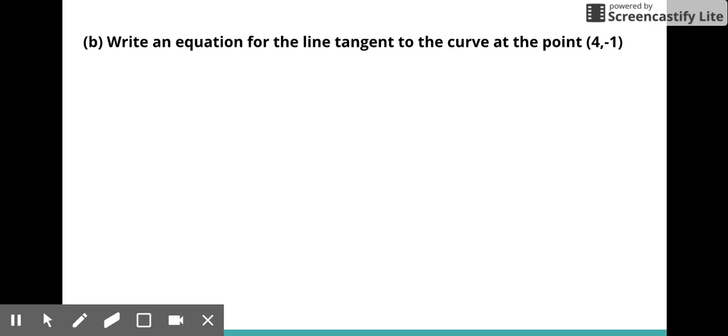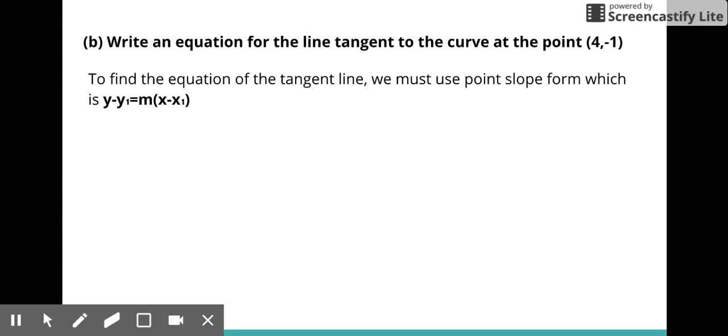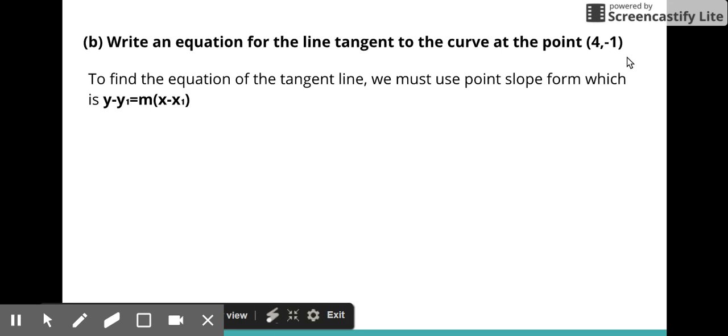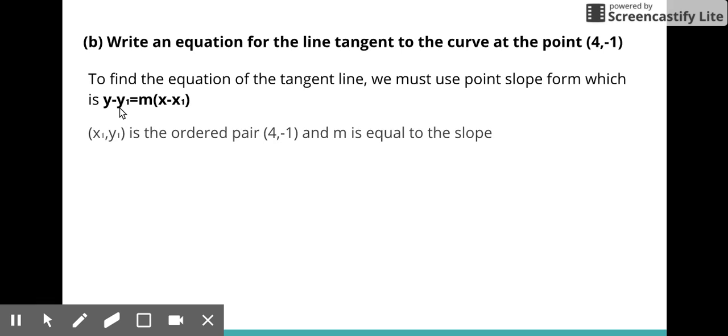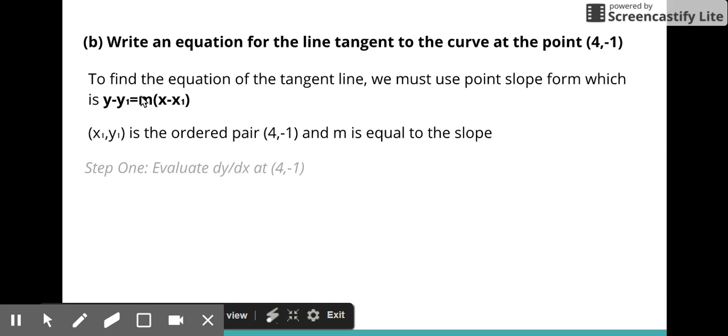Next, B: write an equation for the line tangent to the curve at the point 4, negative 1. So we have an ordered pair given in this problem, 4, negative 1. To find the equation of the tangent line, we must use point-slope form, which is y minus y1 equals m multiplied by x minus x1. In this ordered pair, the 4 is going to be our x1, and the negative 1 is going to be our y1. So again, x1, y1 is the ordered pair 4, negative 1, and m is equal to the slope.